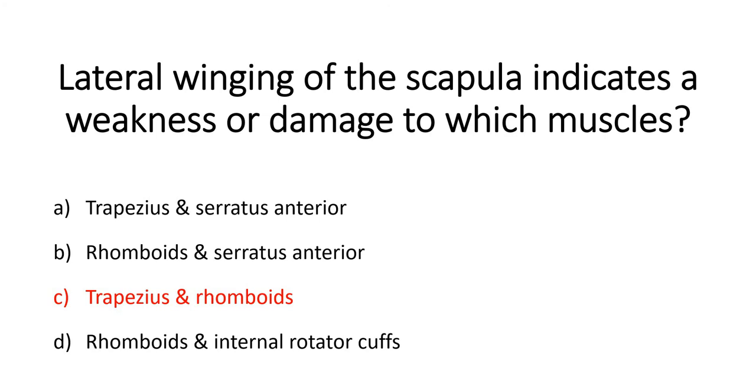But the serratus anterior, if it was tight, would cause lateral winging. Sorry, I lost my place. But we're talking about which muscle if it was weak or damaged. So the serratus anterior can be ruled out straight away, and the rotator cuffs, the internal rotators, don't have anything to do with those. So the trapezius and the rhomboids, mainly the mid and to some extent lower trapezius, but mainly the mid trapezius.